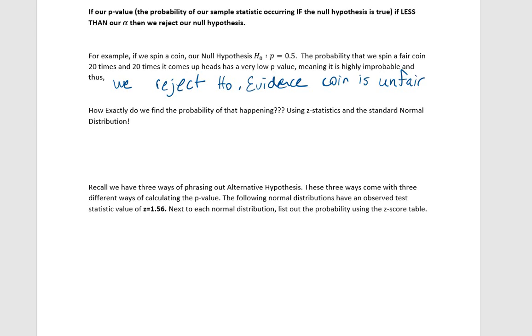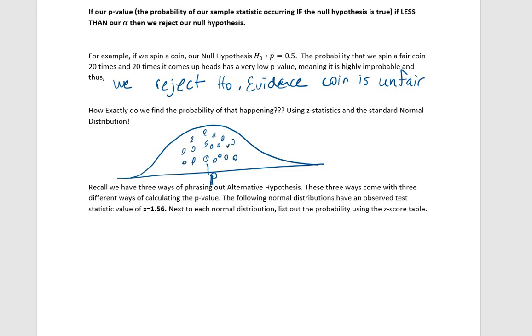Now, how exactly do we find the probability of that happening? Well, what we're going to be doing is using z-test statistics and the normal distribution. The way the normal distribution works here is we assume that H0 is true, which means that most of our samples would return p-values or values close to the population value. And then some samples might be less than that. Now, here's the deal: where do we look?